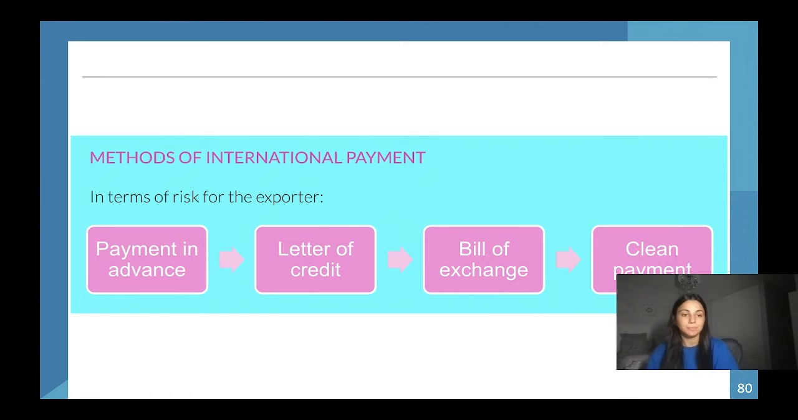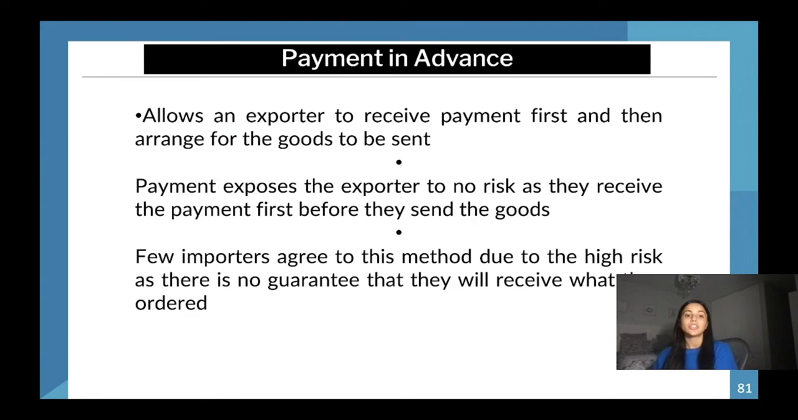Methods of international payment is how you can get around that. And these are them in terms of risk for the exporter: payment in advance, letter of credit, bill of exchange, and clean payment. Let's go through them. Payment in advance, like I said before with the rainbow, where I had to dumb down the global economic outlook. I also had to dumb down payment in advance.